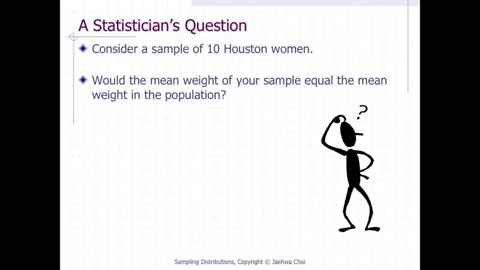A critical question in inferential statistics is determining the degree to which sample statistics vary from each other and from the population parameter. Consider whether the mean weight from a sample of 10 Houston women would equal the mean weight of all women in Houston. Think about how you would answer this question. You would not expect your sample mean to be exactly equal to the mean of all women in Houston. It might be somewhat lower or somewhat higher, but not exactly the same.